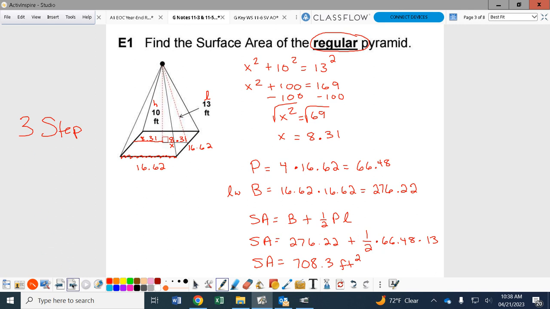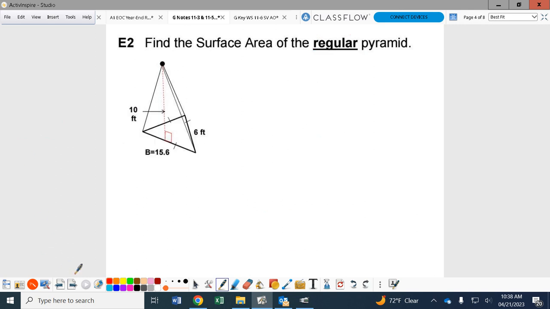Next one. Okay. We're finding the surface area of this regular pyramid. The shape on the bottom is a triangle. We're going to do the perimeter of that triangle. We take the number of sides 3 times the length of each side, which is 6. That means our perimeter of this shape is going to be 18. This one is unique because what is on there that we don't need to do? The base. It's given to us.